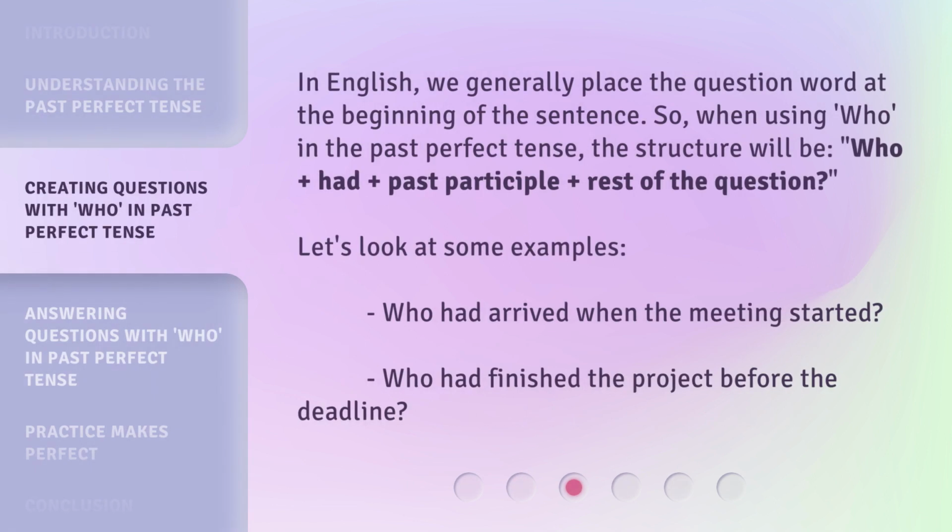In English, we generally place the question word at the beginning of the sentence. So, when using who in the past perfect tense, the structure will be who plus had plus past participle plus rest of the question. Let's look at some examples. Who had arrived when the meeting started? Who had finished the project before the deadline?